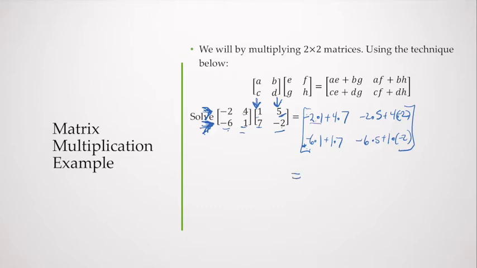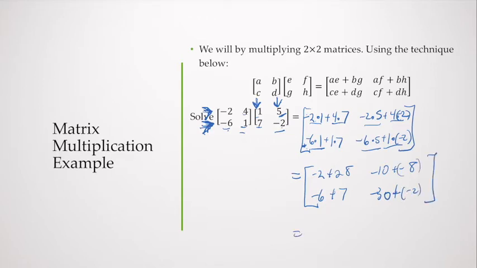So this would give me negative 2 times 1 is negative 2 plus 4 times 7, that's 28. Negative 6 times 1 is negative 6 plus 1 times 7 is 7. Negative 2 times 5 is negative 10 plus 4 times negative 2, that's negative 8. Negative 6 times 5 is negative 30 plus 1 times negative 2 is negative 2. So I'd get 26, 1, negative 18, negative 32 is the product of these two matrices.